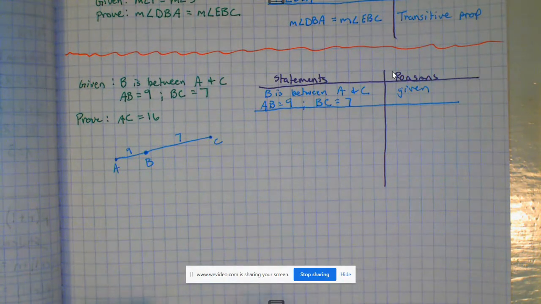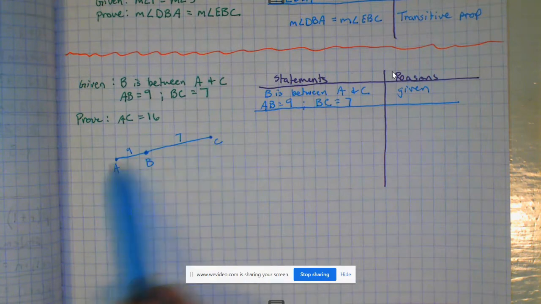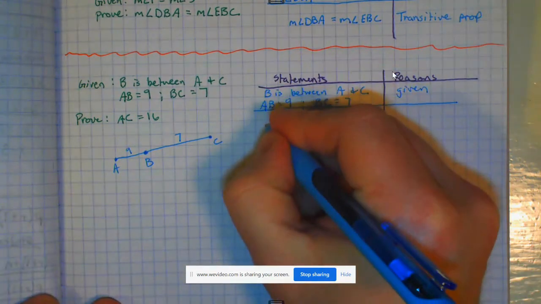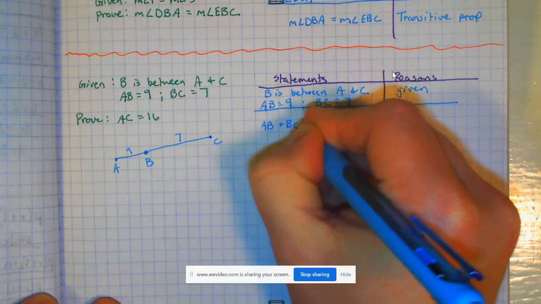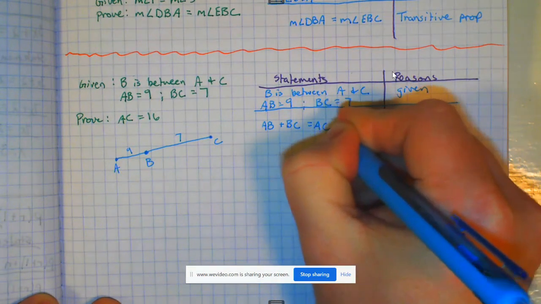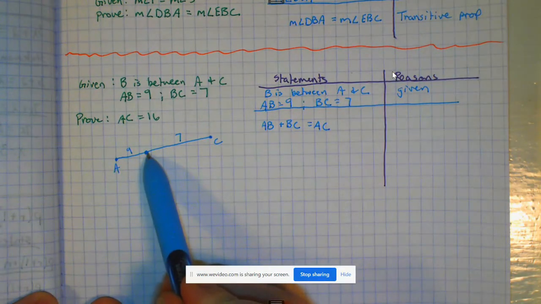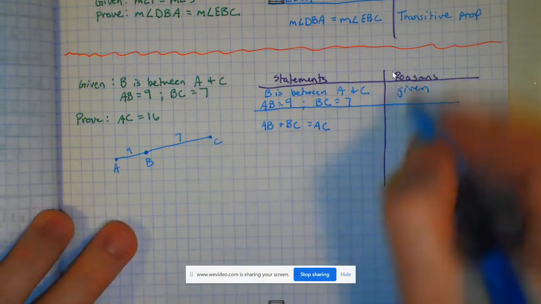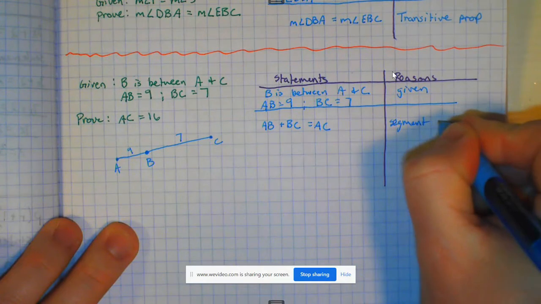Well, I know that AB plus BC equals AC. Now again, what did I do there? I took this little segment plus this little segment to equal the whole thing. That is segment addition.